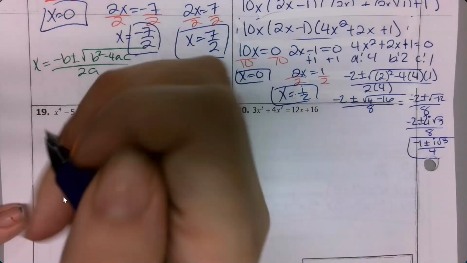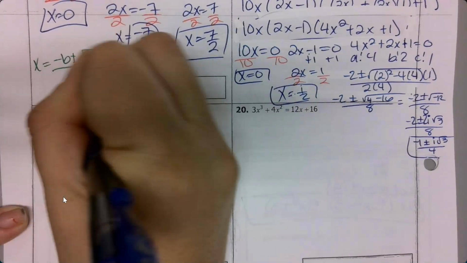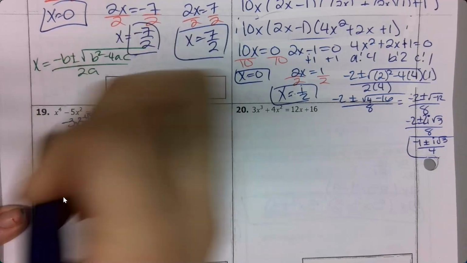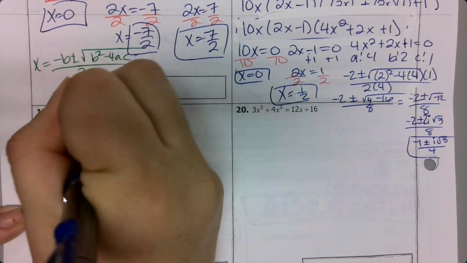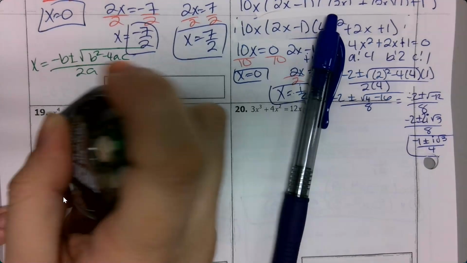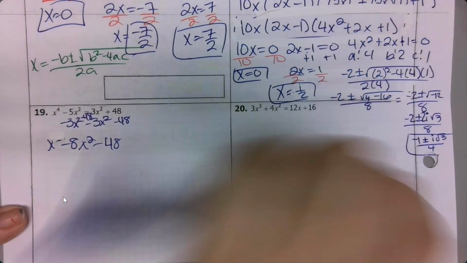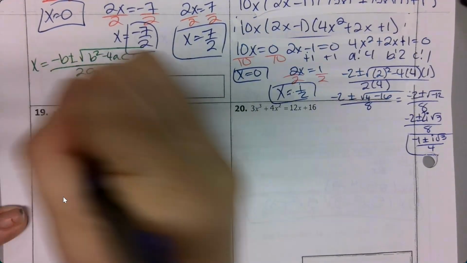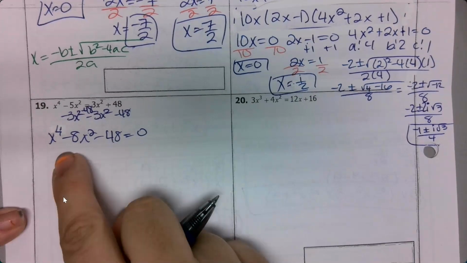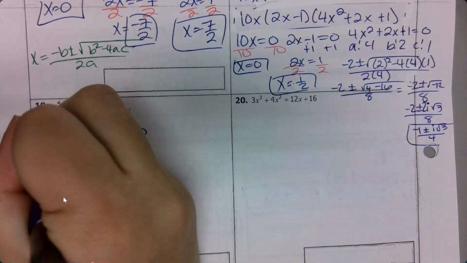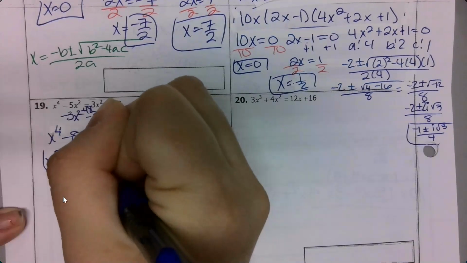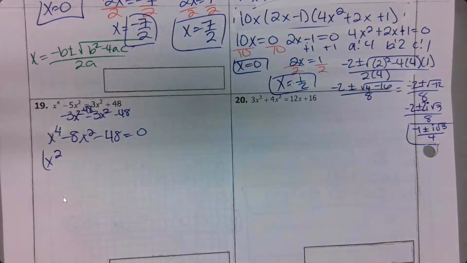Okay, same idea on number 19. I'm going to start off by subtracting 3x squared and subtracting 48 on both sides. So that gets me x to the 4th minus 8x squared minus 48. This factors just like a normal quadratic. I'm looking for what multiplies to negative 48 and adds to negative 8. That is going to be negative 12 and positive 4.